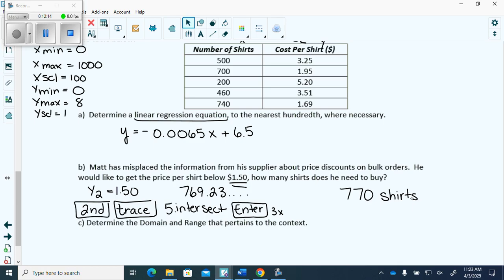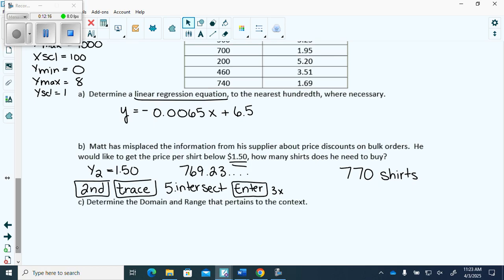Full sentences. Domain and range we'll talk about later. We're just trying to use our buttons, the X and Y buttons, figuring out what we have to do. Okay? Moving on.